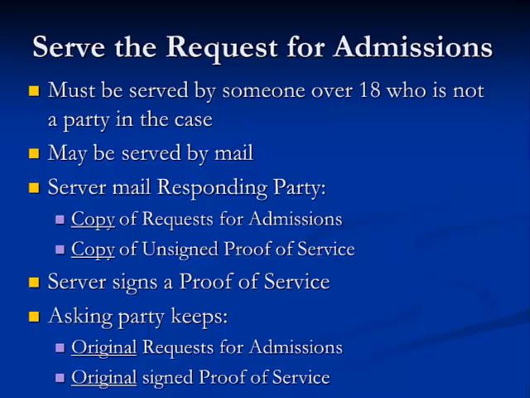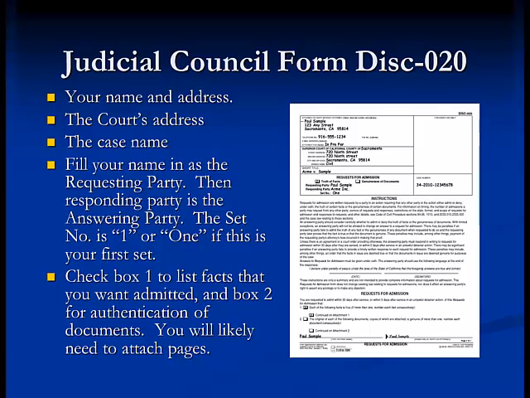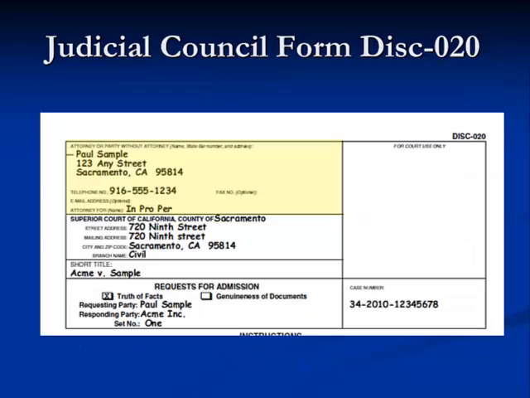Although it is possible to create your own request for admissions using 28-line pleading paper, during this presentation we will be using the Judicial Council Form DISC-020, which simplifies the process somewhat. This form is somewhat self-explanatory and follows the formatting conventions of any other Judicial Council form. In the top box, where it says attorney or party without attorney, since you are representing yourself, this will be your name, address, telephone number, and where it says attorney for, in pro per.